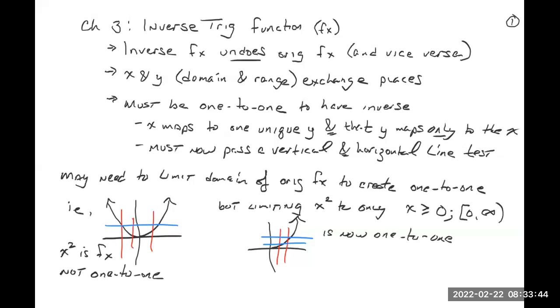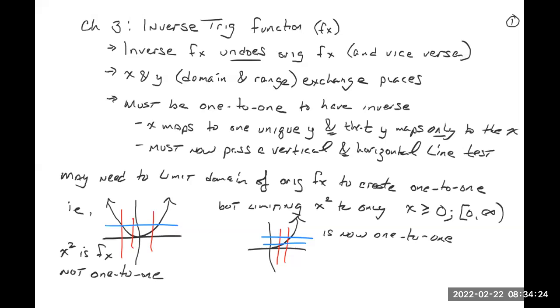All right, so chapter 3, inverse trigonometric functions. And from now on, I'm not going to be writing out "function." f(x) is function. An inverse function undoes the original function and vice versa. The original function will undo whatever the inverse creates. That is, if I put a question into a function, I get an answer out. I take that answer, put it into the inverse function as its question, and what pops out the other end is the question that I originally asked the first function. So they undo one another.